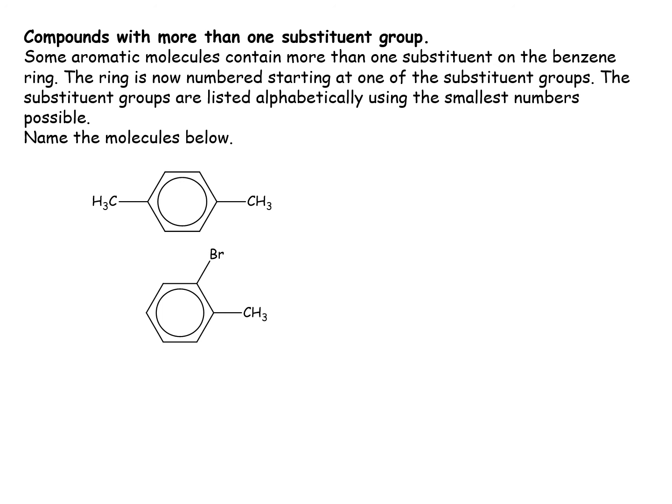Okay, so first molecule, 2 alkyl groups. Now they are the same, they're both methyls, so we're going to use dimethyl here. So 1,4-dimethylbenzene. On the second one, we've got a functional group, that's the bromine, the methyl is not functional, so the bromine takes precedence and gets the smallest of the numbers. So this is going to be 1-bromo-2-methylbenzene.